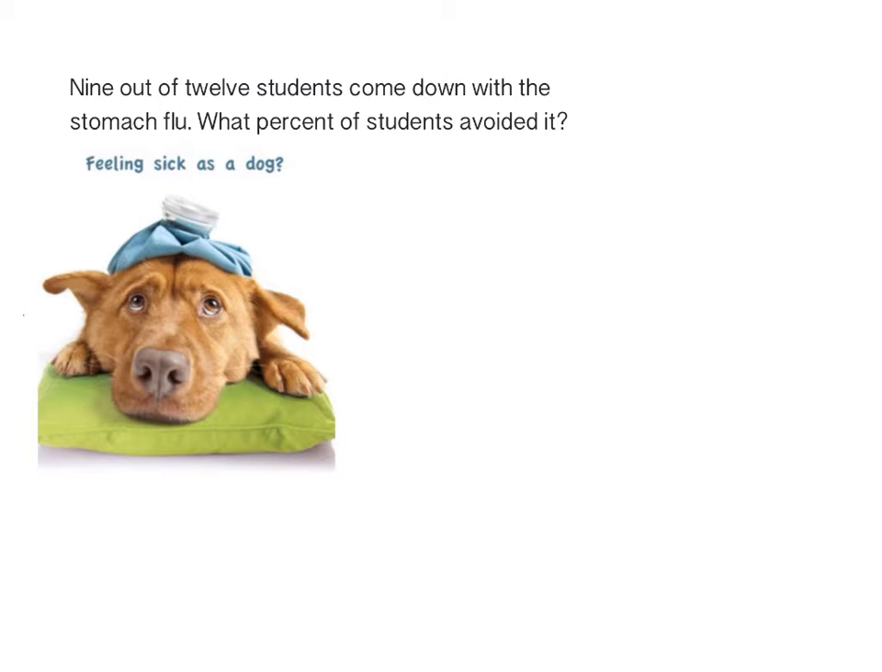What percent of students avoided it? Well, if they don't give us the percent, we're probably going to need to start with a fraction. So how about what fraction of students avoided it? If 9 out of 12 got it, how many didn't? The remaining 3 out of 12 didn't. Okay, so that's what we're working with right now.